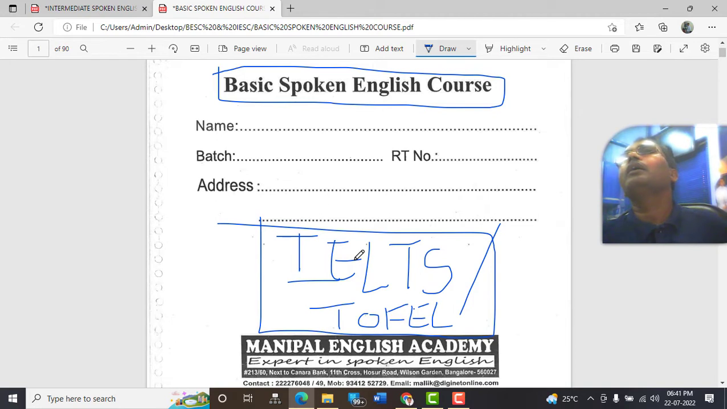Last time, when there was one such requirement from one of the government departments, which I don't want to name, they had sent around 25 candidates whom we trained exactly on the IELTS and TOEFL model. What is this IELTS and TOEFL model?